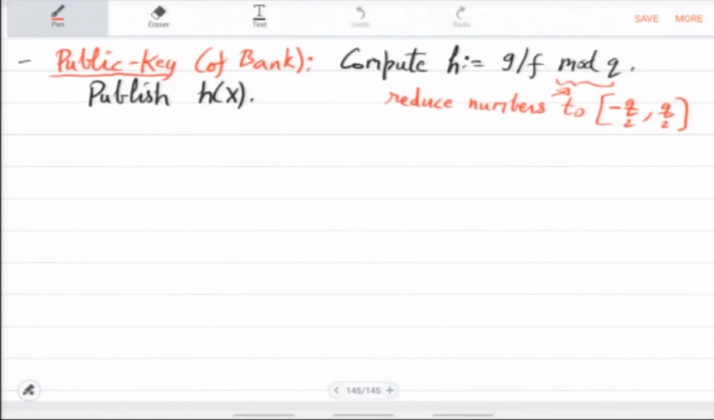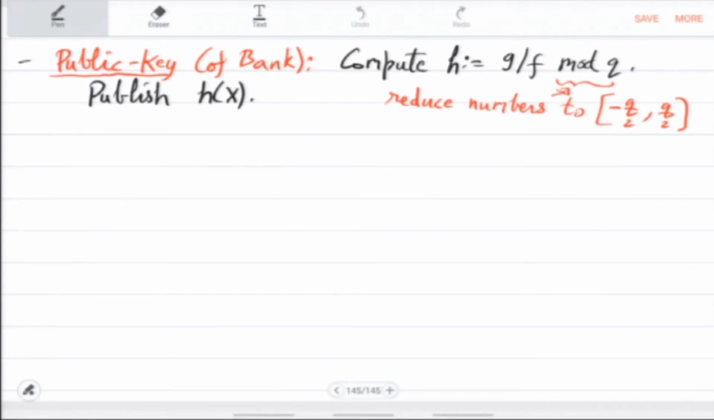Okay, and then the bank actually publishes one thing more, which is h equal to g by f mod q. This is computed by the bank and then made public. So note that knowing h and q, it is not really clear how you will find g and f. It's not immediate, and mod q will always mean that you get a remainder between minus and plus q by 2.